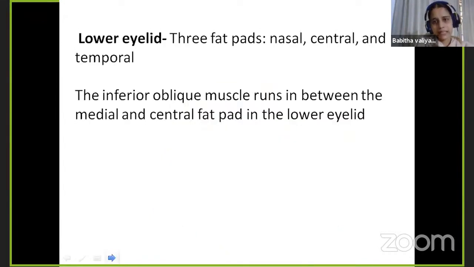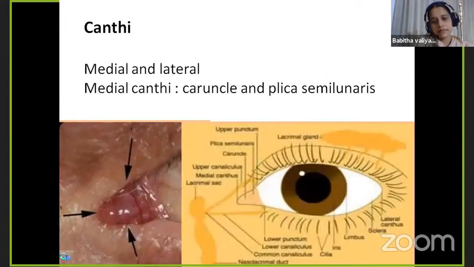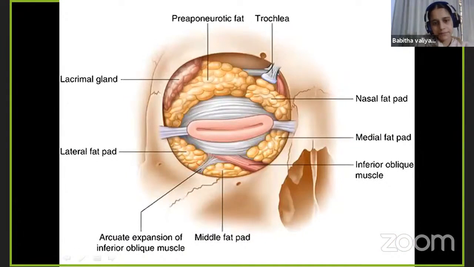In the lower lid, there are three fat pads. They are nasal, central, and temporal. And the inferior oblique muscle runs between the nasal and central fat pads. This is important in inferior oblique surgeries.